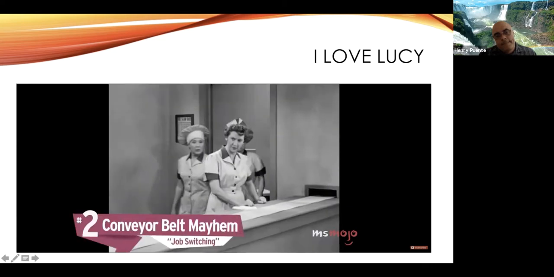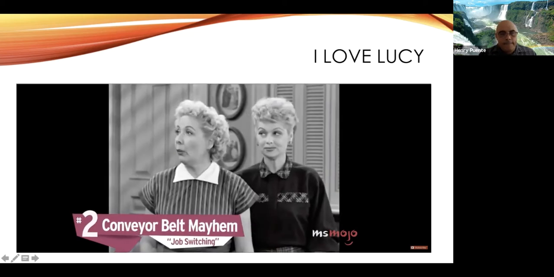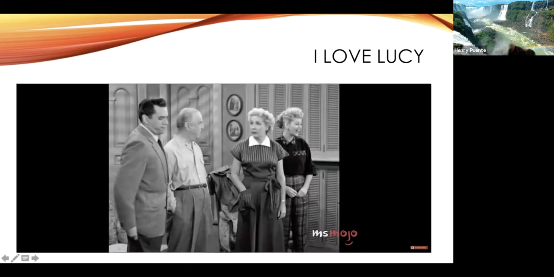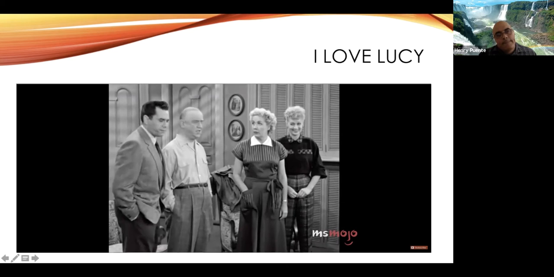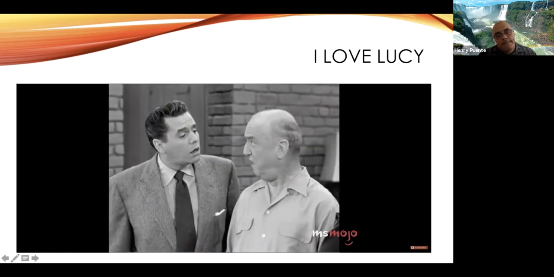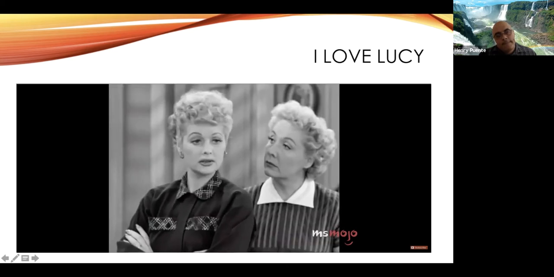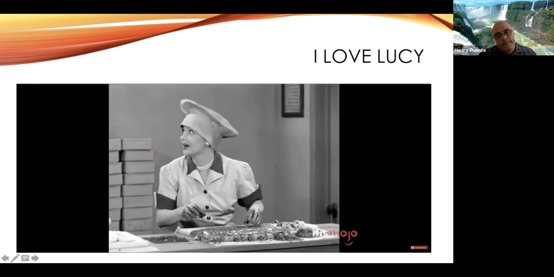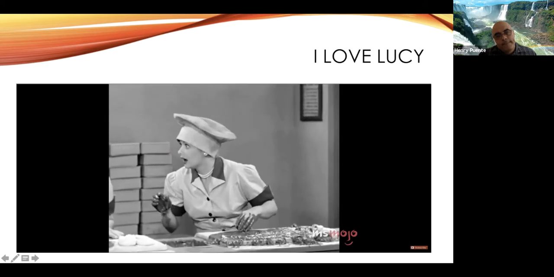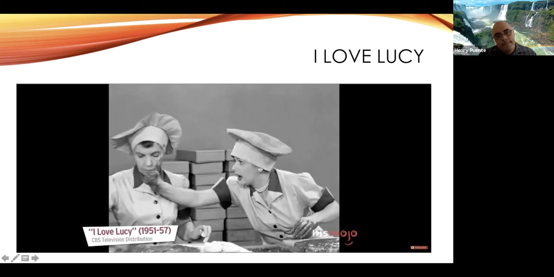Number 2, Conveyor Belt Mayhem. This battle of the sexes managed to create not one, but two of the series' most memorable moments, thanks to the old mantra of anything you can do, I can do better. The Ricardos and the Mertzes decide to switch places, with the girls heading off to work, while the guys stay home with the cooking and cleaning.